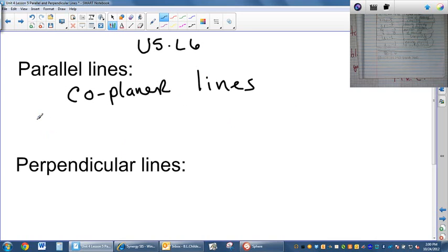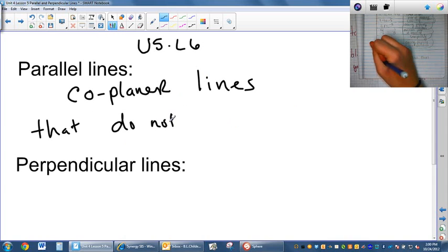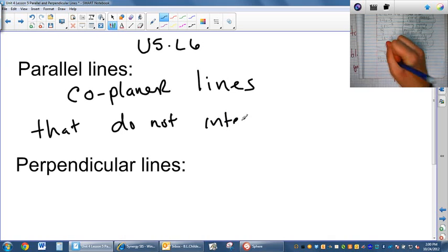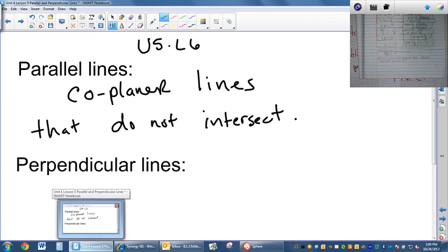Coplanar lines that do not intersect. All right, so here's what it means. Let's say you look at my little tablet here, this is a plane, and we can see these two lines running up the side, those white lines, those are parallel lines. No matter which way I orient my tablet, those lines are still parallel, because they're coplanar, they're on the same plane, and they never intersect. So coplanar lines do not intersect.